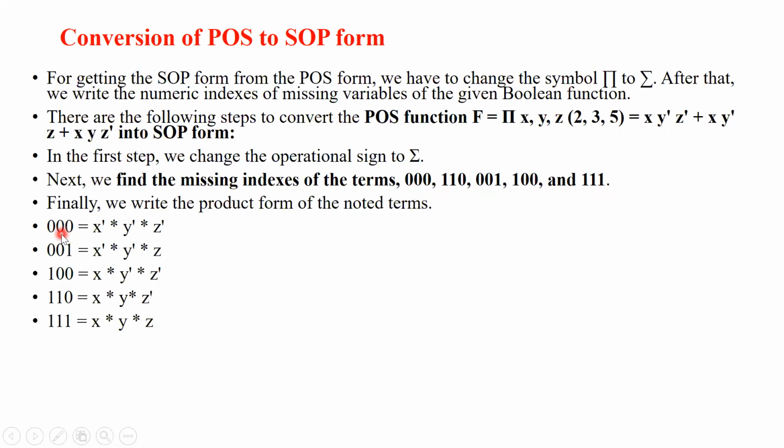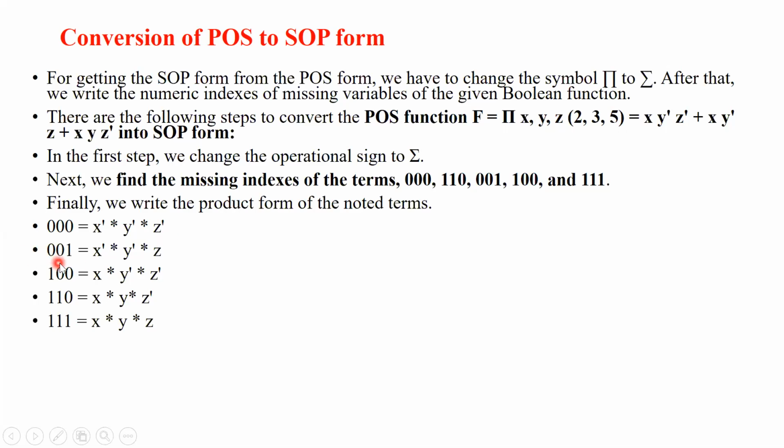So individually it is written 0, 0, 0. It is the product sum. Okay, so I should have the product first. So 0 ke jagah pe x dash. So this is my first, this is my second, this is my third. So x dash into y dash into z dash.